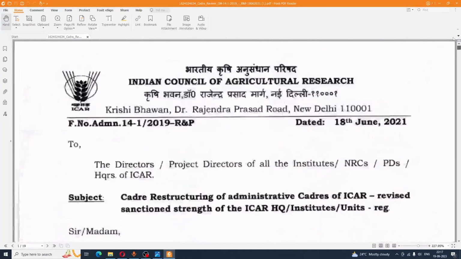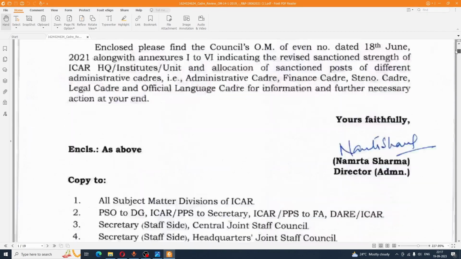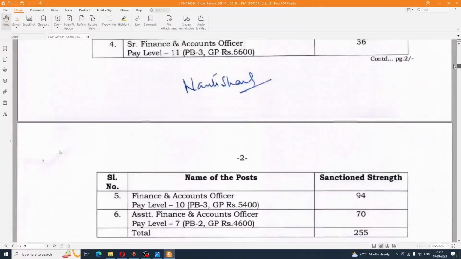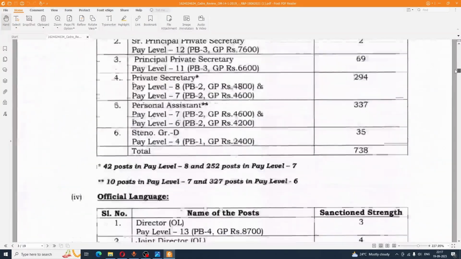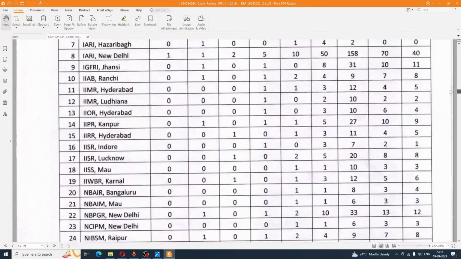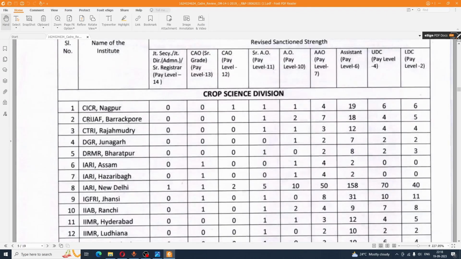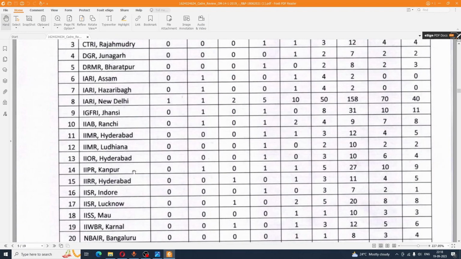When you Google Cadre review of administration in ICAR, you get this link. And after clicking on the link, you can get this order, where you can see the sanction strength of the institutes, administrative cadre, institute-wise. So you can check over here what the position is, where you can get posted.